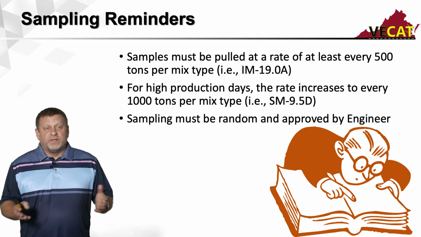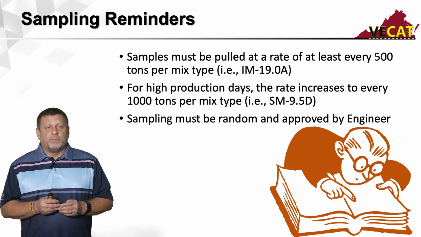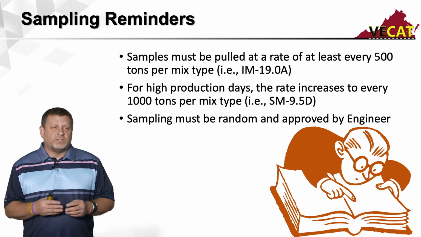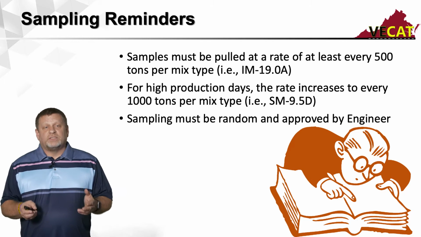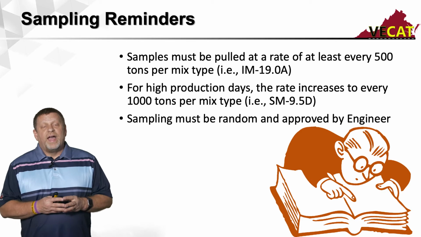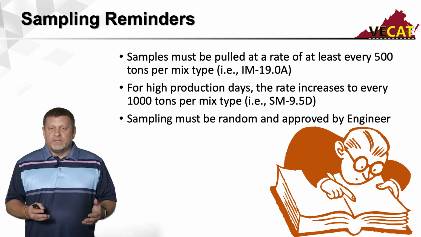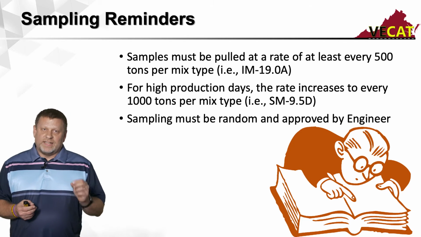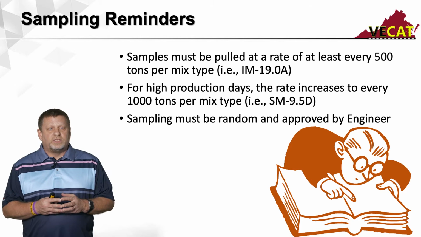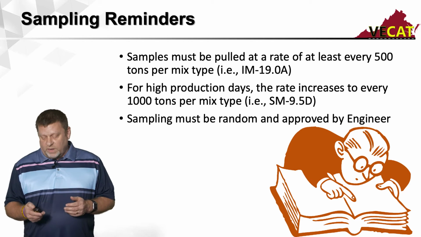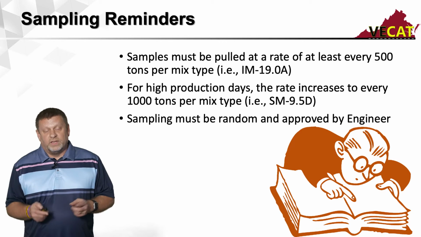Now, if you're running higher production days, you can get approval from VDOT to go up to 1,000 tons so that you're pulling a few less samples based on higher production rates, and you can then take a sample every 1,000 tons. This has to be approved by the engineer, and the engineer has to approve your randomization process. I know Mitts and Plaids offer a randomization calculation. You may use a calculator, you may use an Excel spreadsheet, but whatever you decide to use, you have to have that randomization process approved by the engineer, being VDOT.